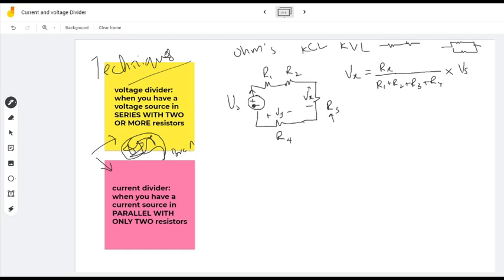It is still the voltage source connected in series with the resistor. Okay, the only thing that you have to be careful is, okay, passive sign convention, current enters in this way. Alright, so Vy will be negative its resistor over total resistor multiplied by the voltage source.